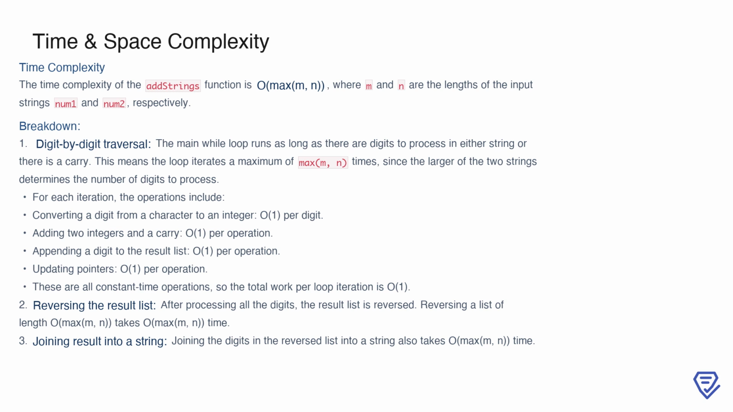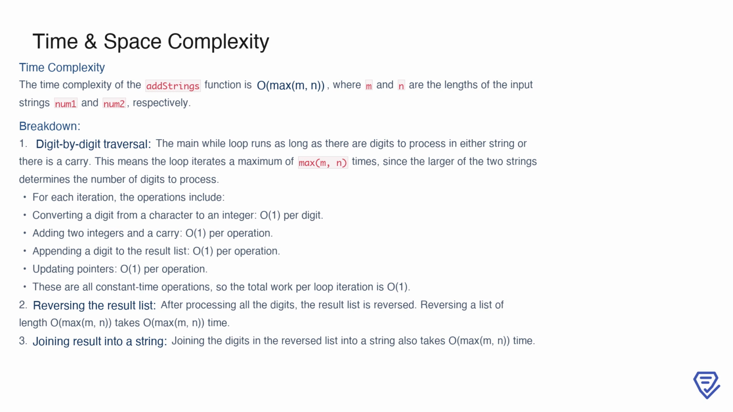To analyze the time complexity of that addStrings function, we observe that the dominant operation is the digit-by-digit traversal of the two input strings. The main while loop iterates as long as there are digits left to process in either string or if there's a carry. This means the loop runs up to max(m, n) times, where m and n are the lengths of the input strings number 1 and number 2. Within each iteration, constant time operations take place, such as converting characters to integers, performing addition, appending the result to a list, and updating pointers.